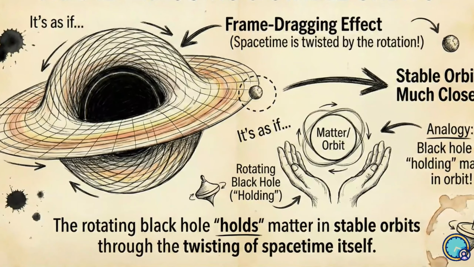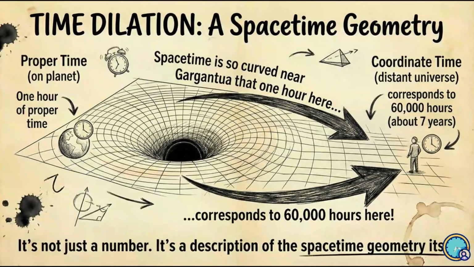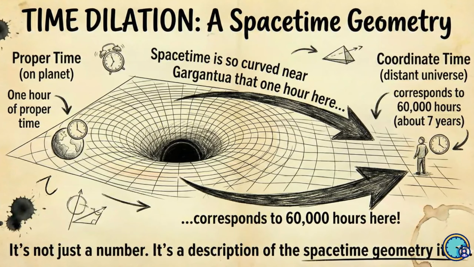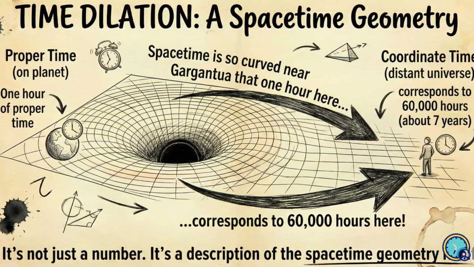And that's how Miller's planet exists. Not through fantasy, through the actual physics of rotating black holes. The time dilation we see in the film isn't just a number, it's a description of space-time geometry. Space-time is so curved near Gargantua that 1 hour of proper time on the planet corresponds to 60,000 hours, about 7 years of coordinate time in the distant universe.